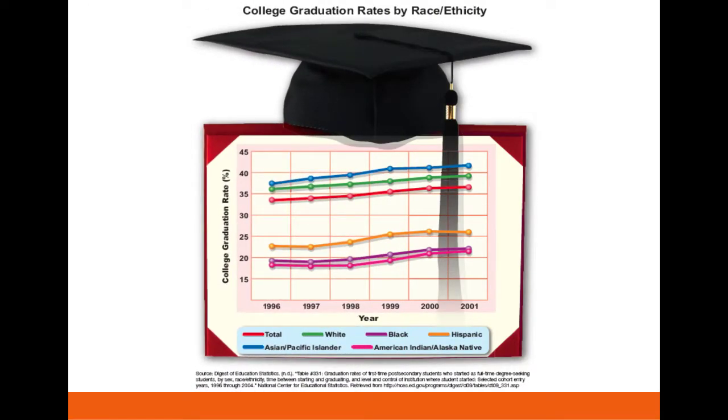There is a wide disparity of graduation rates from high schools and colleges between the different racial and ethnic groups. This chart shows the differences in the percentage of students who complete a 4-year bachelor's program within 4 years of starting college.